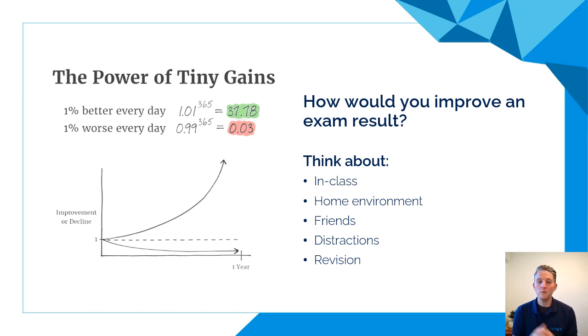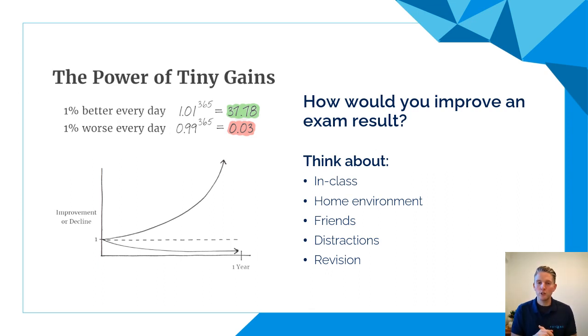So I want you in groups, trying to keep it relatively small so everyone can contribute, about 3s and 4s ideally. Grab a big piece of paper, and then I want you to write down as many of these 1% improvements you could take to improve an exam result. And here are some topics to think about. So you might want to group your ideas around these different topics, so you'll have your own ideas.